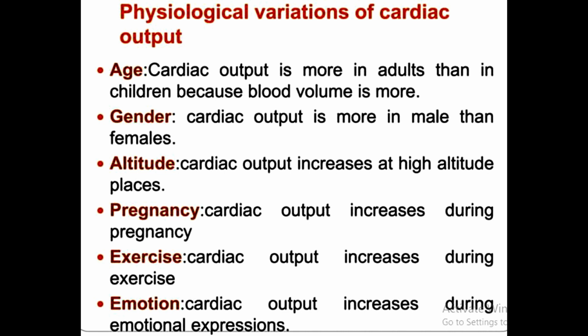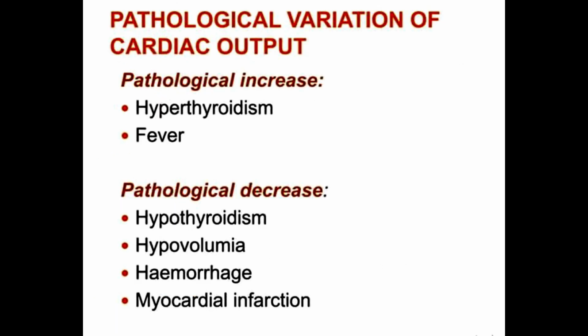The cardiac output is slightly decreased or unaltered during sleep. The pathological conditions in which the cardiac output is increased are fever, anemia, and hyperthyroidism. In hyperthyroidism, you will see an increase in cardiac output. This happens because of increased basal metabolic rate. In anemia, due to the hypoxia, there is an increase in the cardiac output.